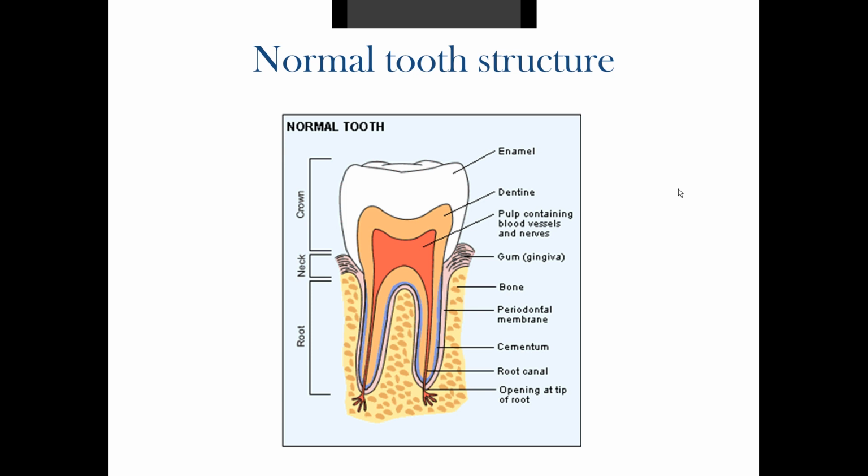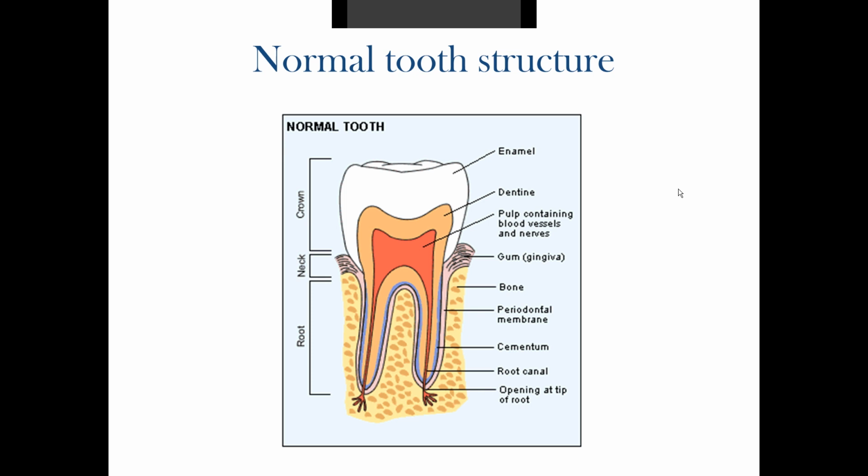The root consists of three layers of tissues. First is cementum, which covers the roots of the teeth and is the place where the periodontal ligament fibers attach themselves to hold the tooth firmly in the alveolar bone. Second is dentine and the pulp tissue we have already discussed. The tooth is firmly held in the alveolar bone with the help of elastic periodontal fibers.